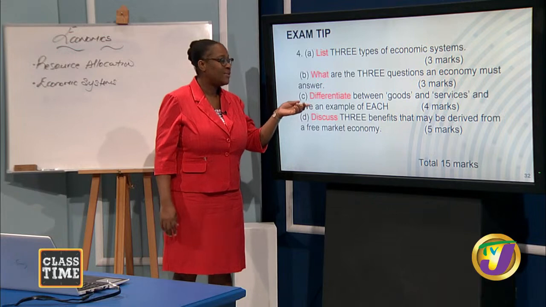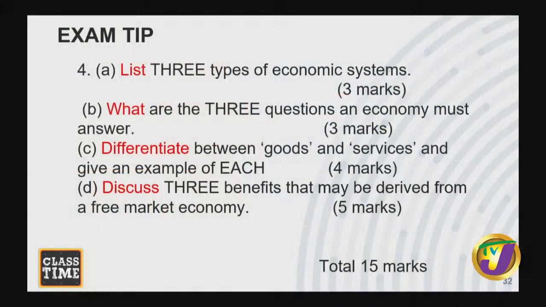Good. Now it says for this one, differentiate. So differentiate means that you're going to show why they are different. So goods and services, we looked at the last class. So we know that a good is a tangible item that you can touch, while services are not tangible, they are intangible. Don't forget the part that says give an example. So a good can be a bottle of soda, while services can be your hairdressing services, barbering, a spa treatment, or doing your transaction at the bank or online banking.